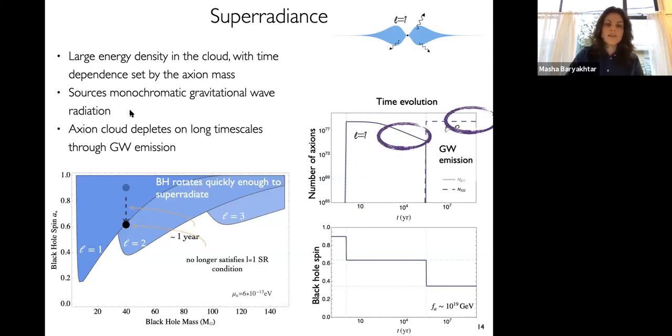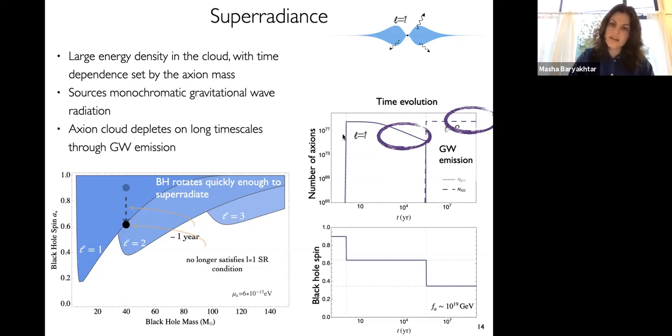So in addition to having these spin down signatures, we also have gravitational wave signatures. As this cloud grows, you have a huge energy density carried by these axions, and there's a time dependence set by the axion mass. So the pressure or energy density of the cloud have monochromatic fluctuations on timescales proportional to twice the mass of the axion. And these will source monochromatic gravitational wave radiation.